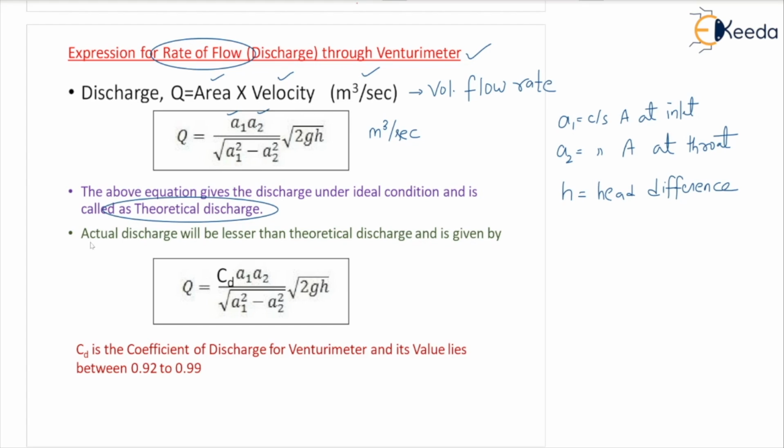What about actual discharge? Actual discharge will be lesser than the theoretical discharge and is given by Q equals Cd, this is the extra term, into A1 A2 divided by root under A1 square minus A2 square, into root under 2gH.